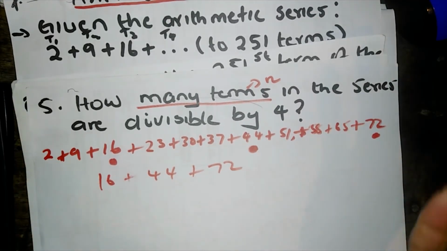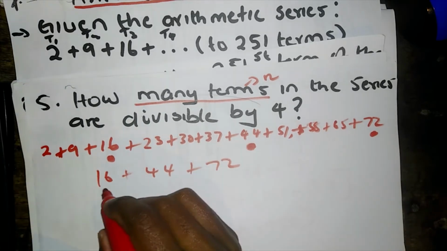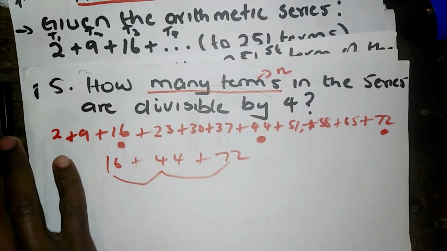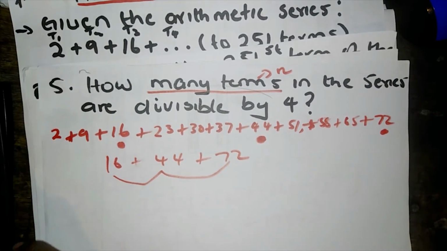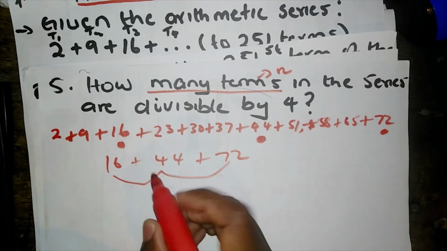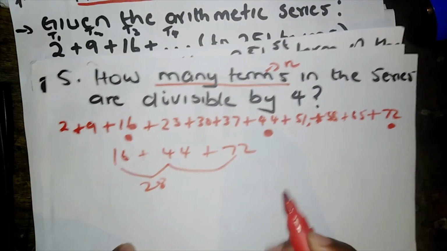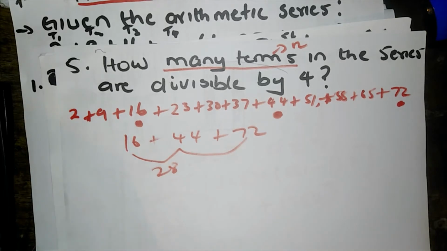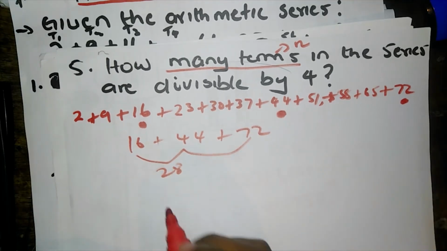So now, the difference. What is our difference here? So we say T2 minus T1. So we say 44 minus 16 is 28. So simple, guys. So it's 28.